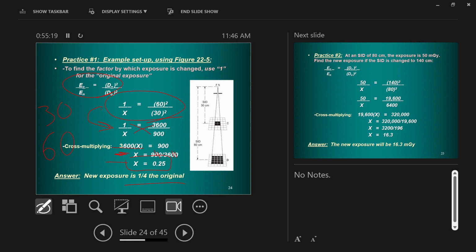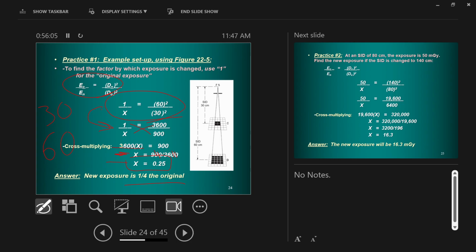At the new distance, 140 centimeters, our exposure was 16.32 milligray, whereas at distance 1, the exposure was 50 milligray. Is the exposure at the longer distance higher or lower than the first exposure? Smaller, right? Why was it smaller? Because it was further away. The inverse square law says that as distance goes up, exposure goes down. It's the inverse part of the inverse square law.